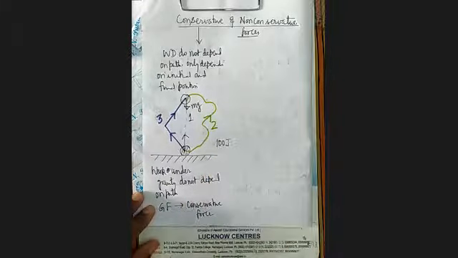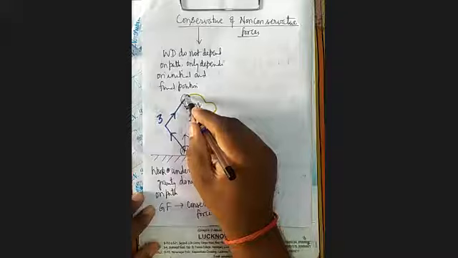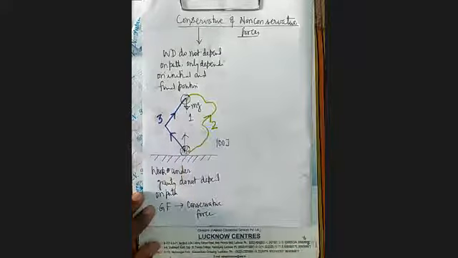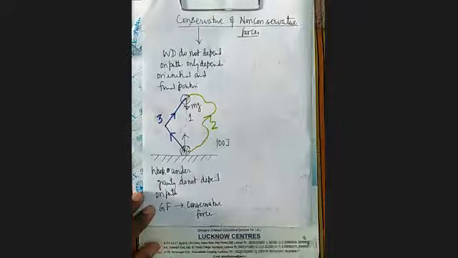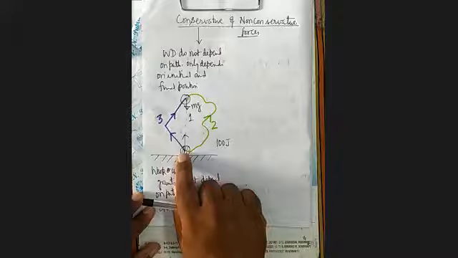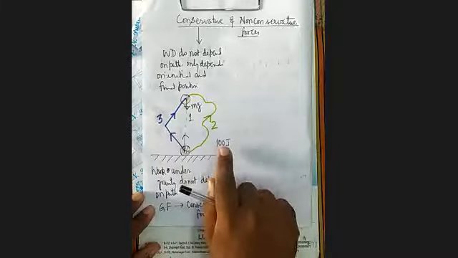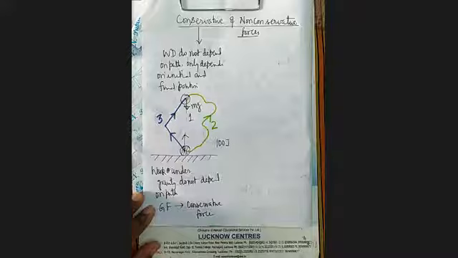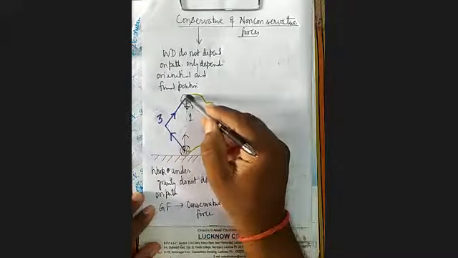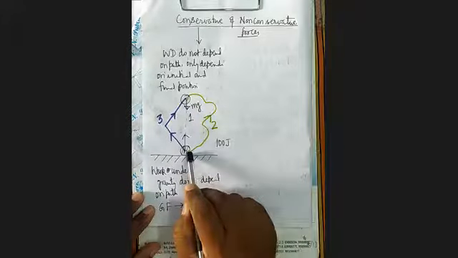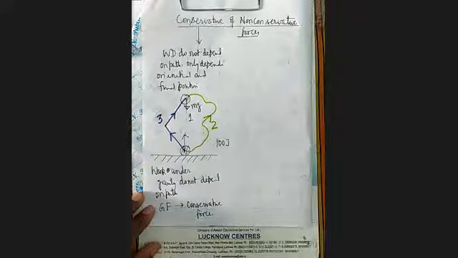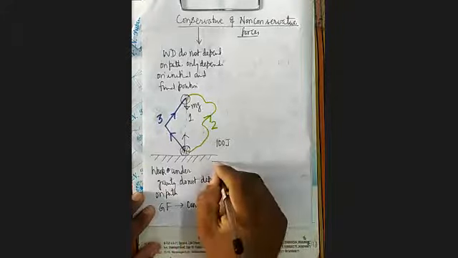Then what will be the work done when you are bringing the body from here to here? From this position to this position. Who can tell? Anand. When you are carrying the body from here to here, suppose 100 joule work is done. Then when you are carrying the body from this point to this point, how much work will be done? So it will be minus 100 joule.